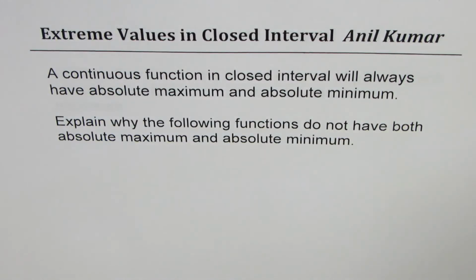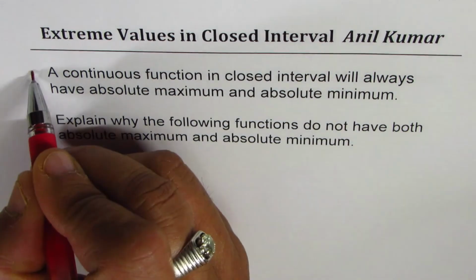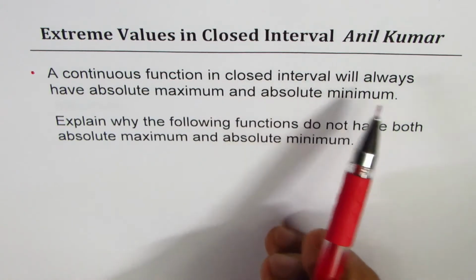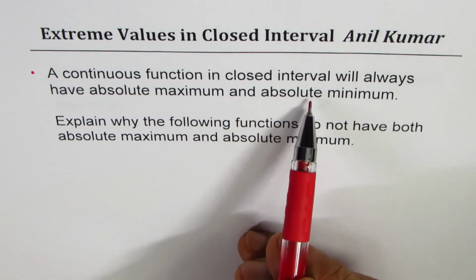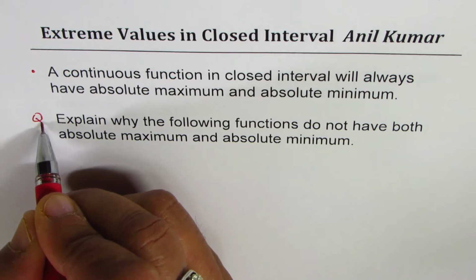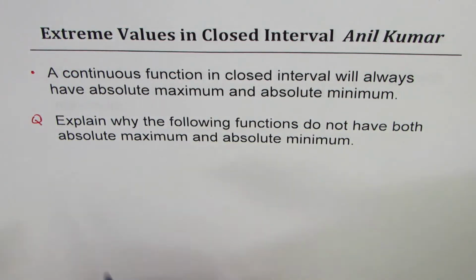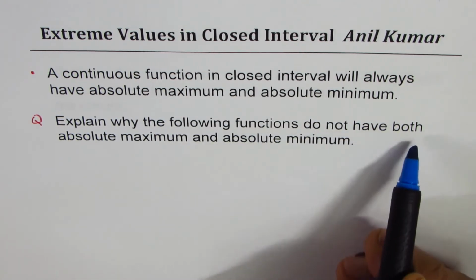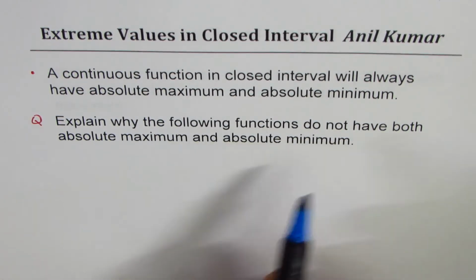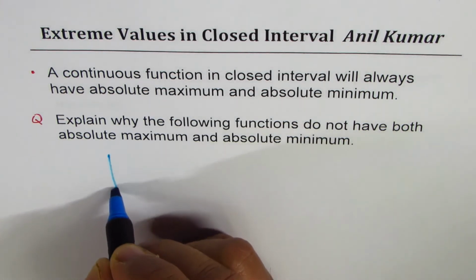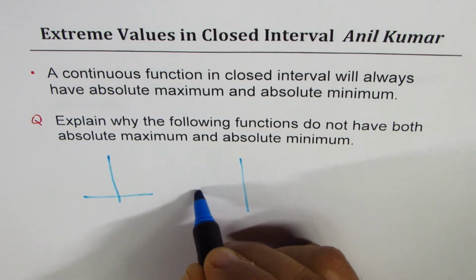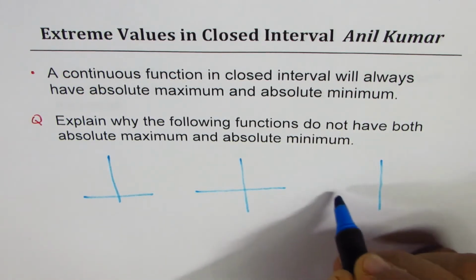Okay, so here's the first one from our learnings. We again have the knowledge of the previous section. A continuous function in closed interval will always have absolute maximum and absolute minimum. And here's a question for you. I need to sketch something. Explain why the following functions do not have both absolute maximum and absolute minimum. So I want to give you a few examples and you need to figure out why they don't have both absolute maximum and minimum.